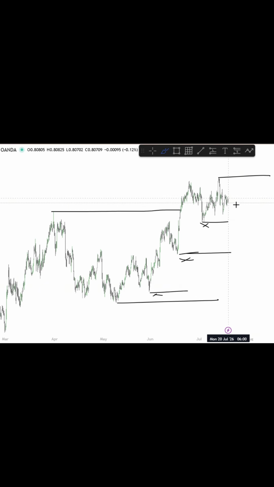For me personally, I don't always like to trade it when it's looking like this, and I'd prefer to just wait for price to naturally come down, take out these levels, and then I'll look at looking for a long if we get the confirmation that I'm looking for.